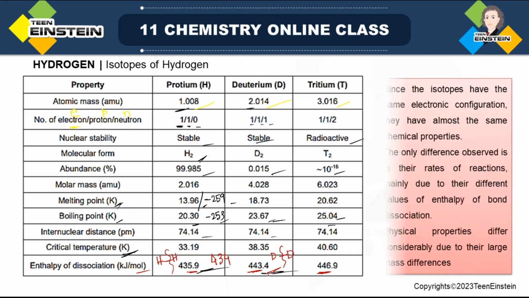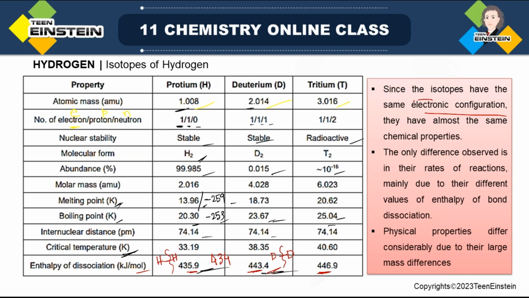Next we will see what conclusion we can draw, since the isotopes have the same electronic configuration. In all cases there is obviously no change in electronic configuration, because we are talking about isotopes, and isotopes are all about the same atomic number, only the neutron number is different. That is the definition.